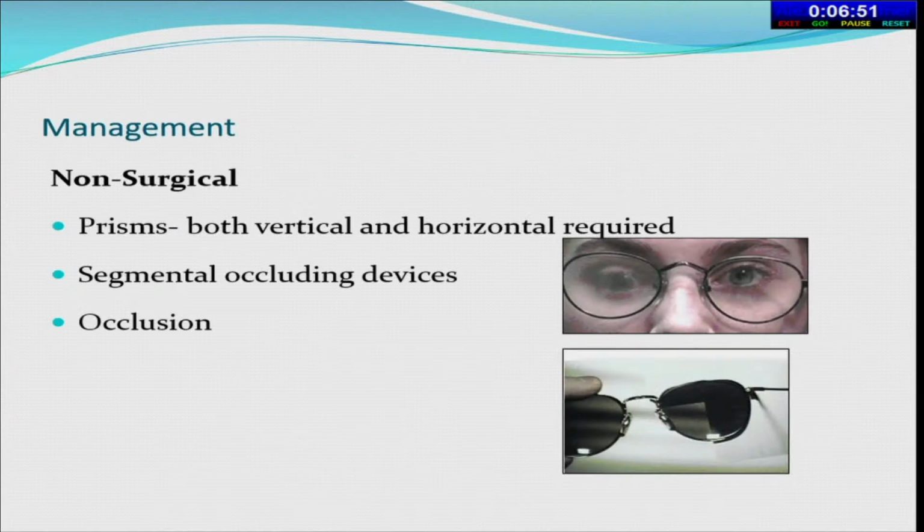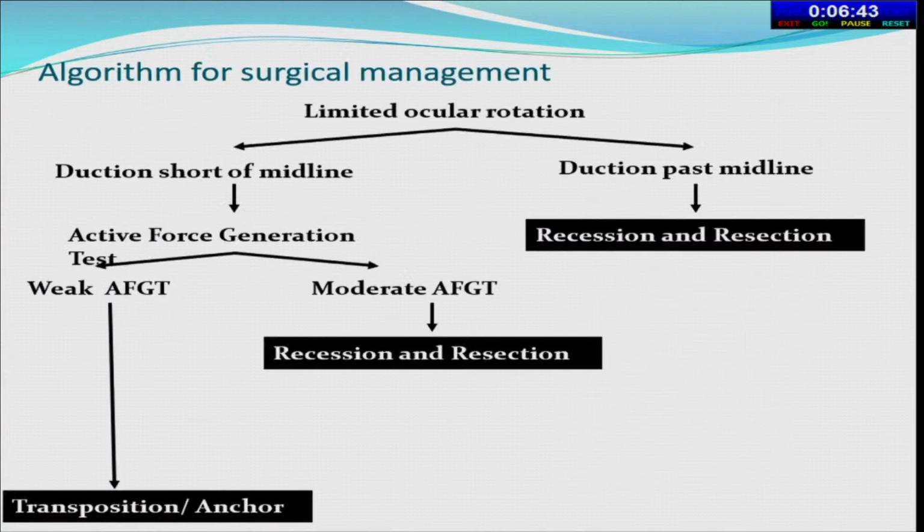So for management, you can have non-surgical management just to wait out the period of stabilization, which can be done in the form of prisms or occlusion. So how do you surgically manage? Once the deviation has stabilized, you have to decide whether you want to operate on this patient and what surgery you have to do.